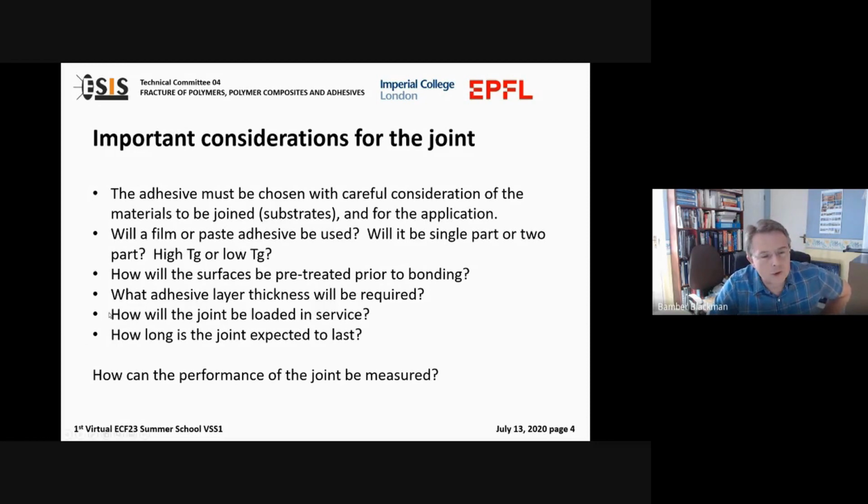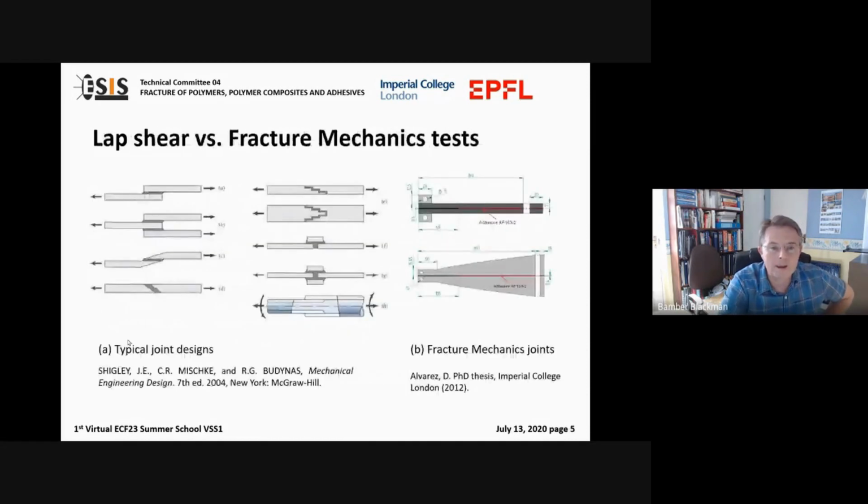But staying on this part, we also have to ask ourselves how long will the joint be expected to last in service, and what are the applied loads. So how can we predict the performance of the adhesive joint? Historically, there have been many test methods that have been developed to measure joint performance. We see three columns of experimental test coupons that can be used.